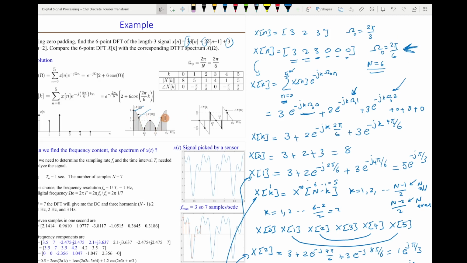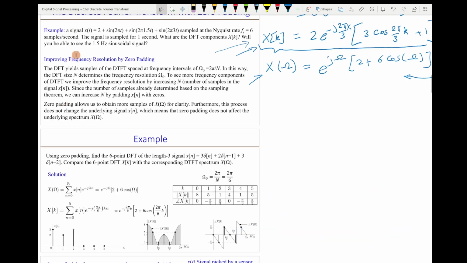And to show you the importance of enhancing the frequency resolution, let me show you these examples. We have a signal x of t, this DC, with 3 sinusoidals, sampled at the Nyquist rate, 6 samples per second, and the signal is sampled for 1 second. What are the discrete Fourier transform components x of k? Will you be able to see the 1.5 hertz, this frequency? In real life, you probably pick up this signal, you don't even know the mathematical expression, and that signal could look something like this.